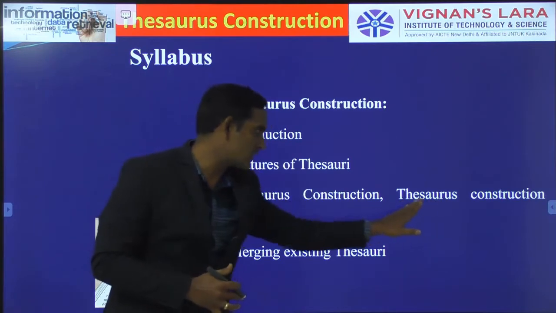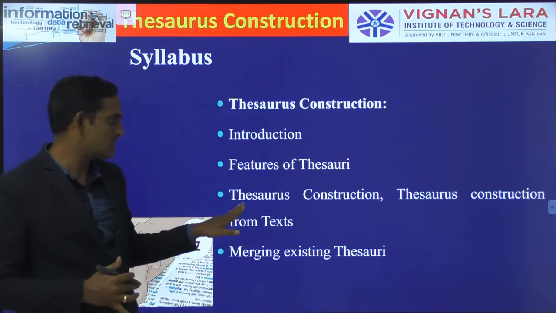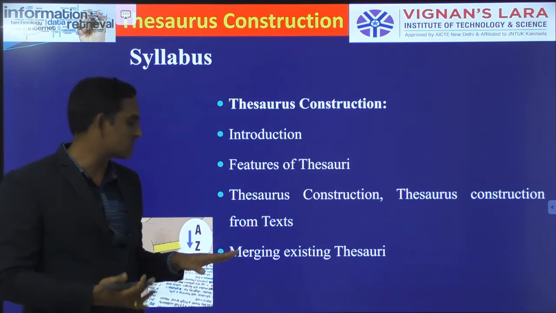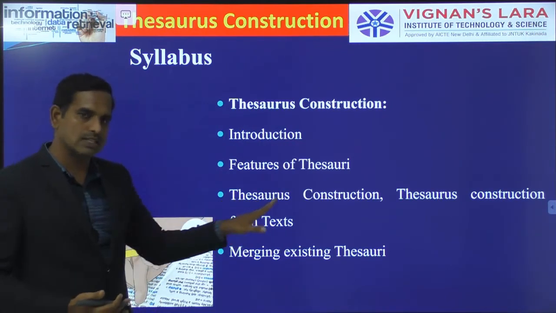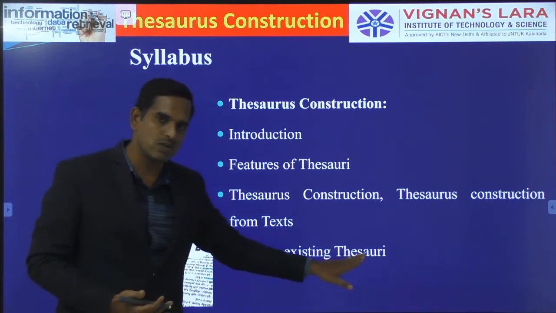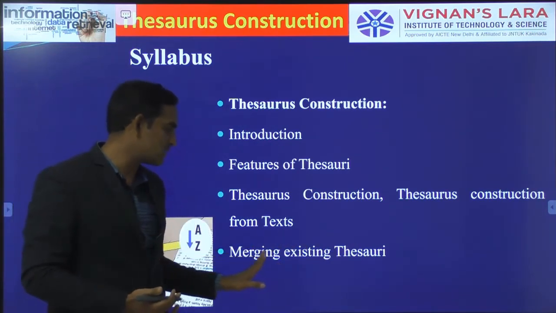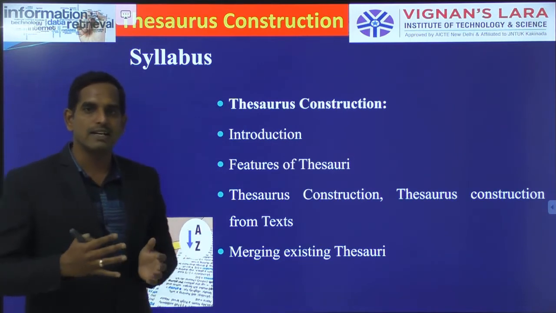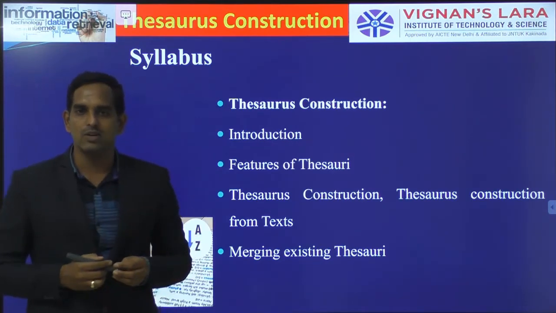Next, we will be looking at Thesaurus construction from texts. That is, we will be looking at manual Thesaurus construction and automatic Thesaurus construction. Then, how to construct Thesaurus for text. And at last, one simple topic called merging existing Thesaurus. How you can merge the already existing Thesaurus by creating a new system.